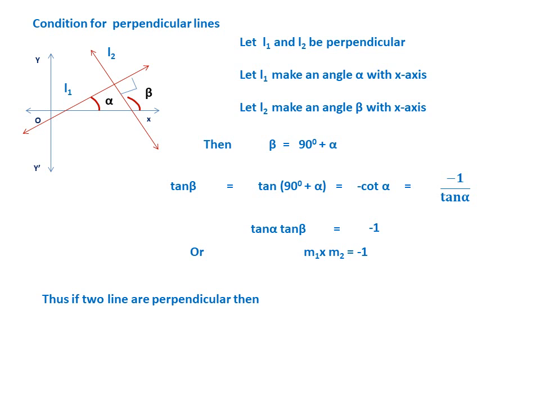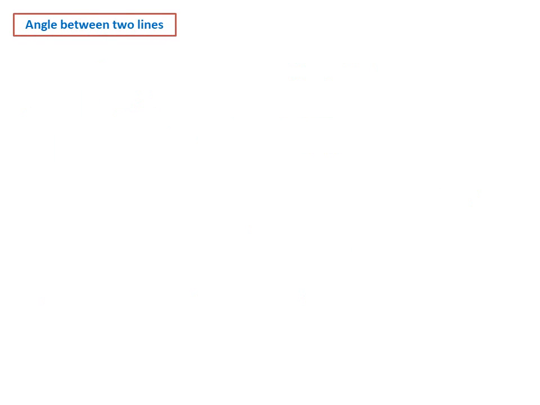Thus, you can remember this. If two lines are perpendicular, then m1 into m2 equal to minus 1, where m1 is the slope of the first line and m2 is the slope of the second line. So this is the second condition you have to remember. One is parallel, another one is perpendicular. Then angle between two lines.